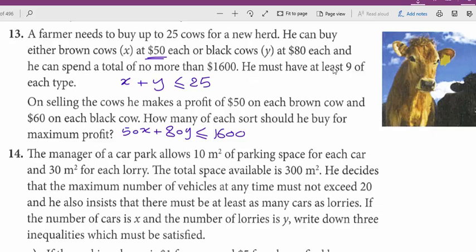He must have at least 9 of each type. It means he must have at least 9 brown cows, so x, which is the number of brown cows, must be more than or equal to 9. And the same thing for black cows: y must be more than or equal to 9. As you see, we got 4 inequalities. Then it's drawing time. Let's draw the line graph for each inequality and find the region which remains unshaded. Then in the unshaded region, pick some points with whole number coordinates. That will help you to get the final answer.